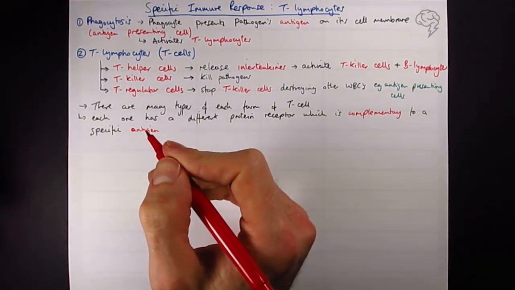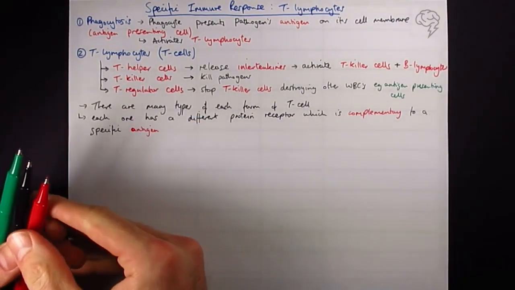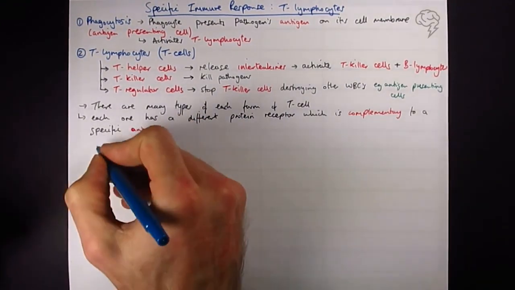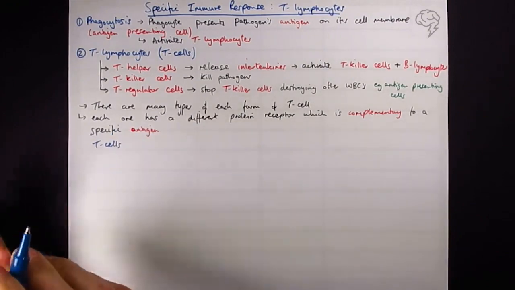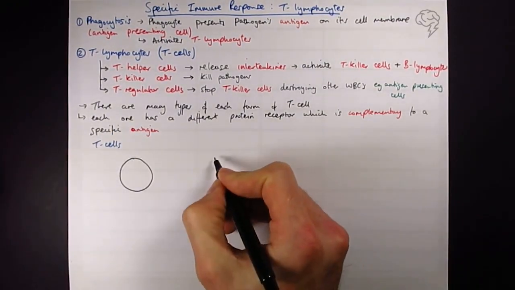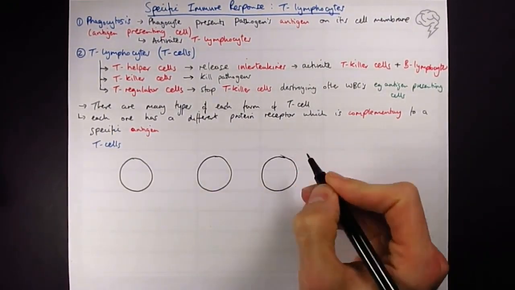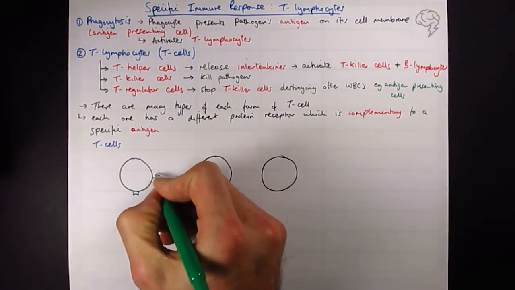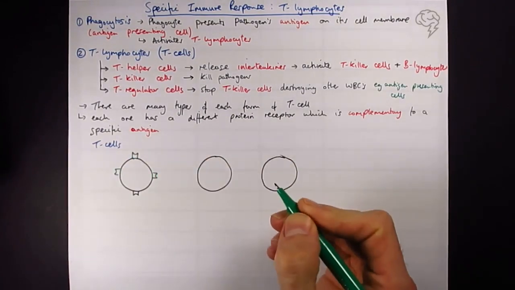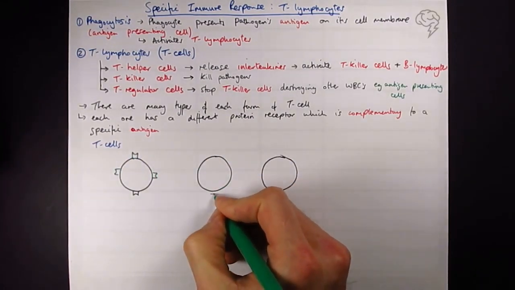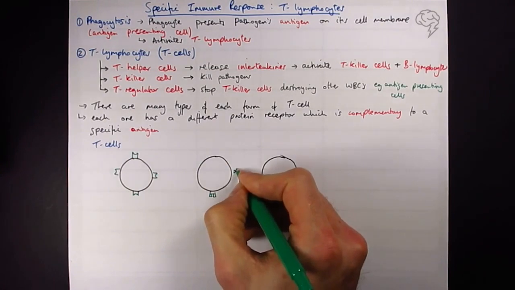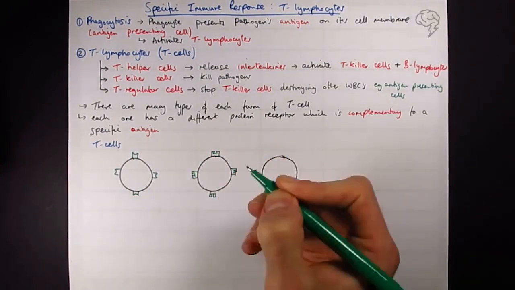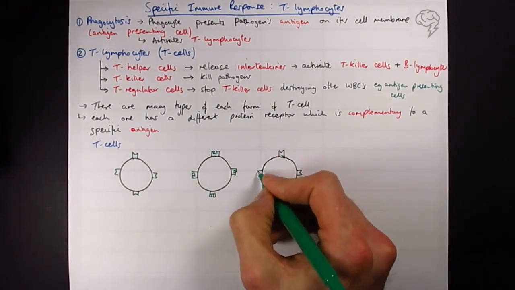Okay, so that brings us on to another key term. In fact, I'm going to draw a diagram to summarize that. So we've got T cells. I'm going to draw just 3 different T cells here. And they're each going to have a different protein receptor on the surface. This one's going to have a round-ended protein receptor. This one is going to have one that looks like this. And this one's just going to have a straightforward notch in it.